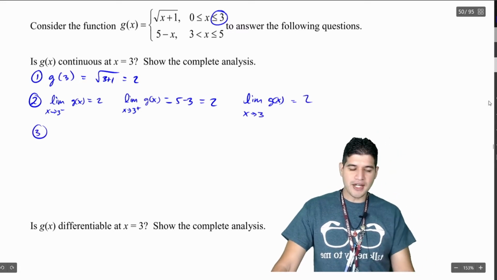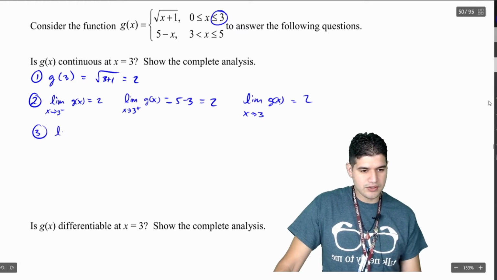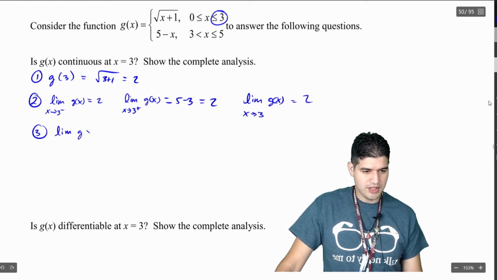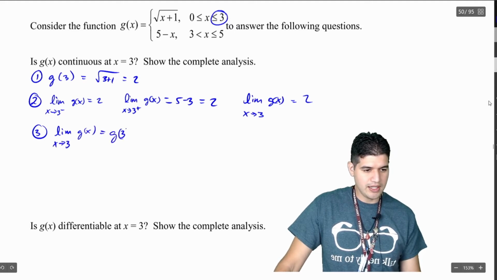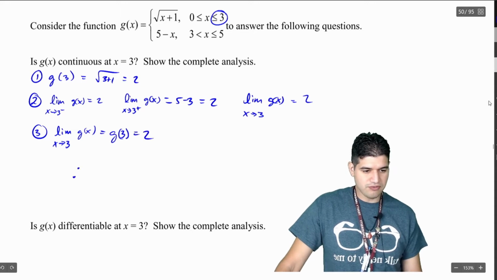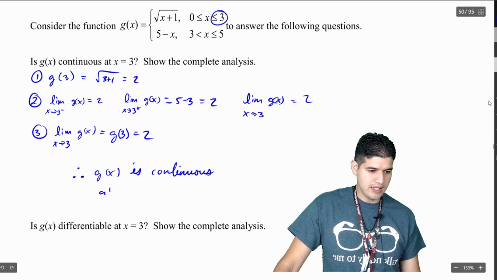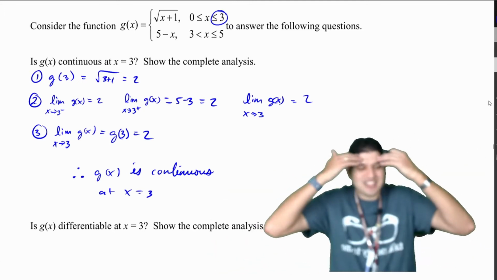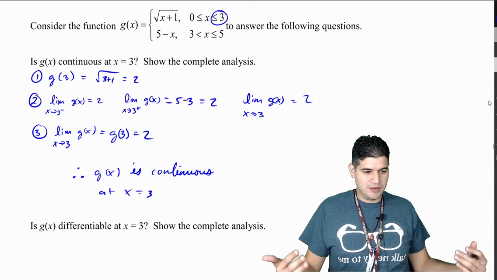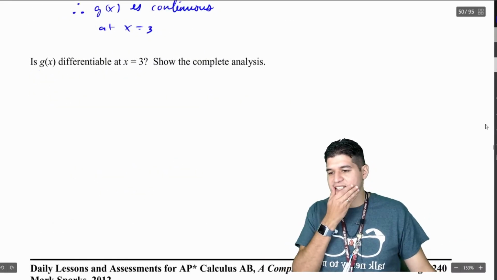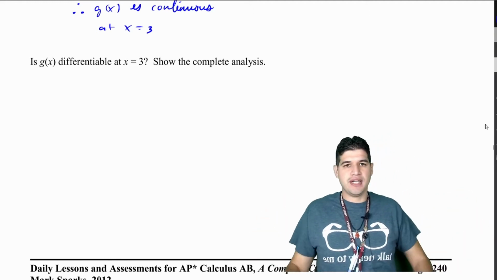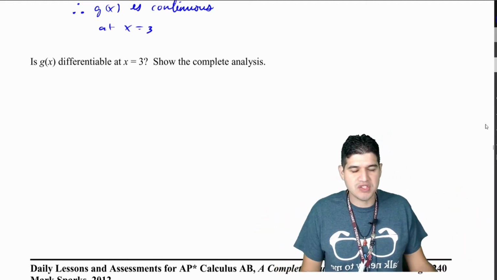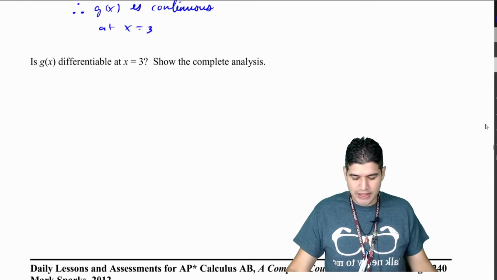Coming down to our final part: the limit of g of x as x approaches 3 equals g of 3, and they both equal 2. So therefore, g of x is continuous at x equals 3. From everything that we've just done, it's all just to say that it's continuous. Now we're going to take that into, is it differentiable? We're going to take our graphical evidence from our previous video and see if we can tie that in.